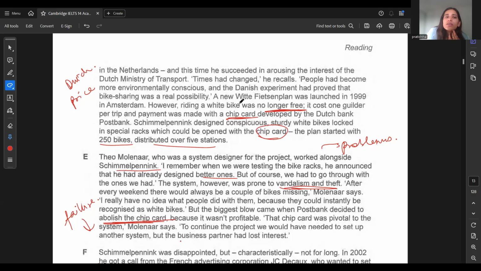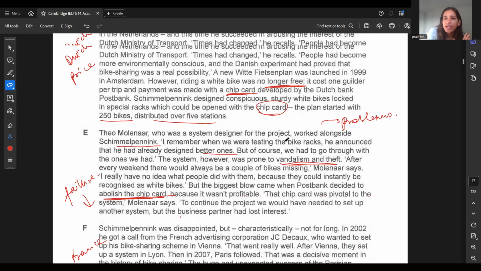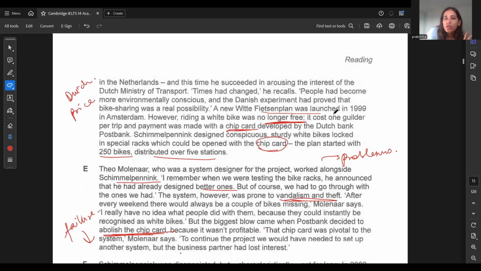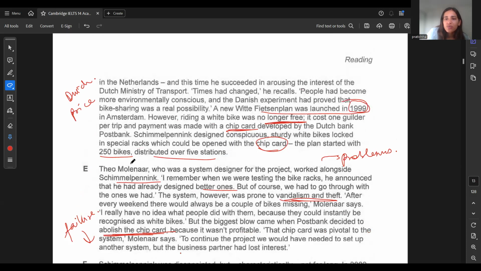And it was okay, and then this Dutch ministry and all of that. Okay. So now I remember that this was the part, and now I can figure out that this was launched here, 1999. I found this. So it's somewhere around C, D, and E passages, right? So I just need to focus on that.